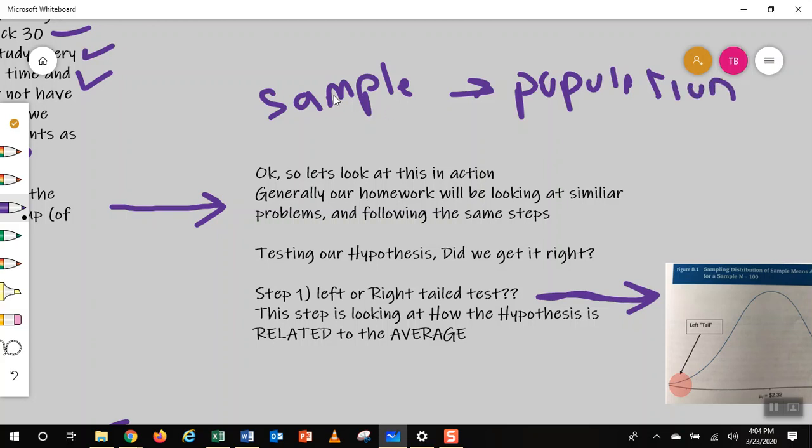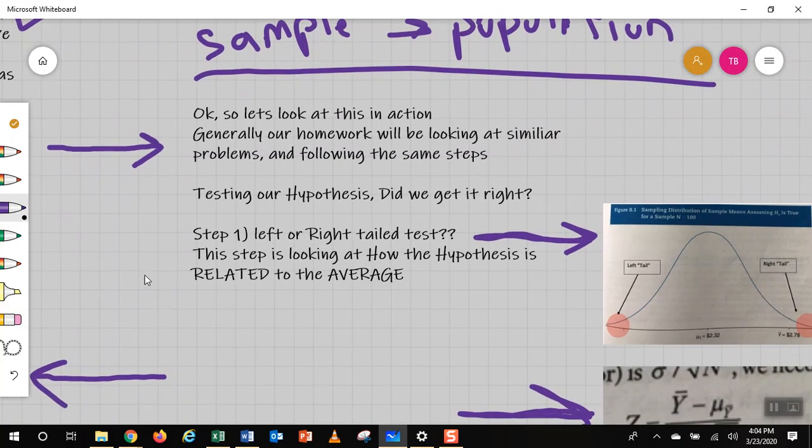Sorry about the pen feature on this, it's not working very well. So how related our sample is to the overall population is our goal. Let's look and see what that looks like.